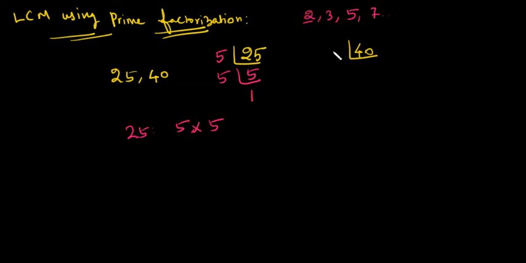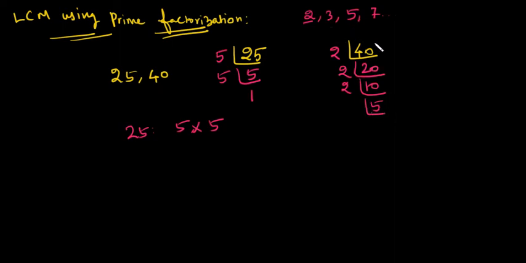Okay, 40, you try with the smallest prime number. Can we divide with the smallest prime number? Yes, 2. Then again with the smallest prime, you will get 20. Then again with 2, you will get 10. Again with 2, you will get 5. So can we divide by 2 again? No. Can we divide by 3? No. You will get 2 as a remainder.